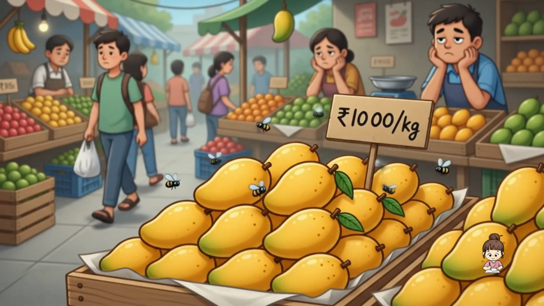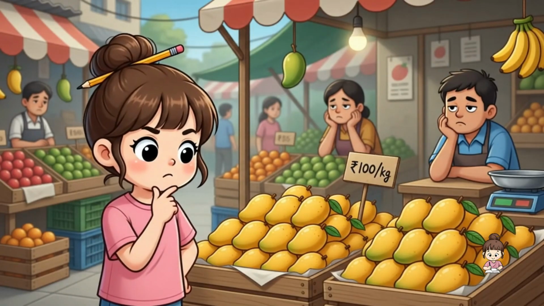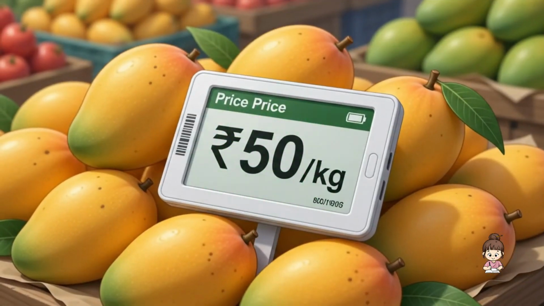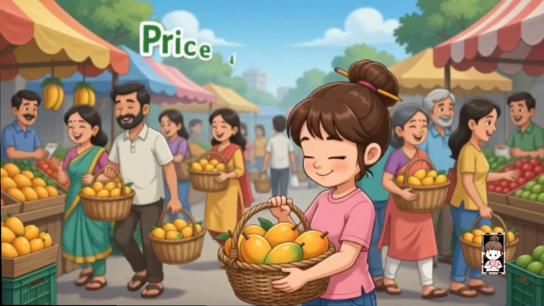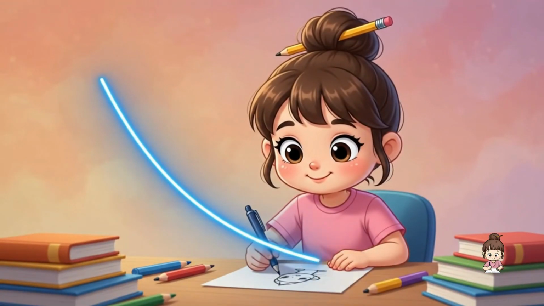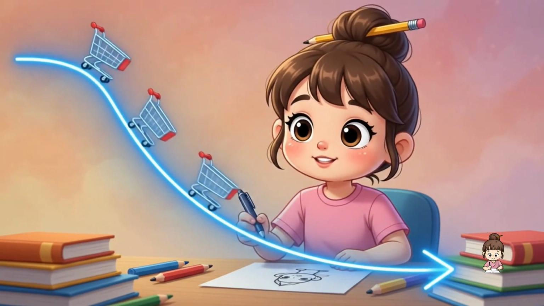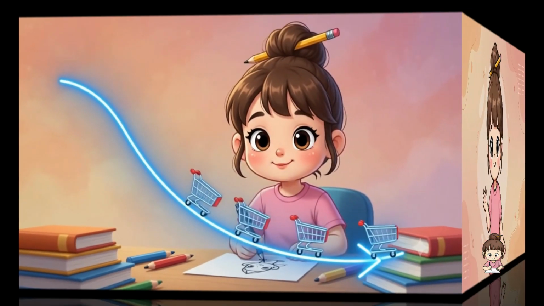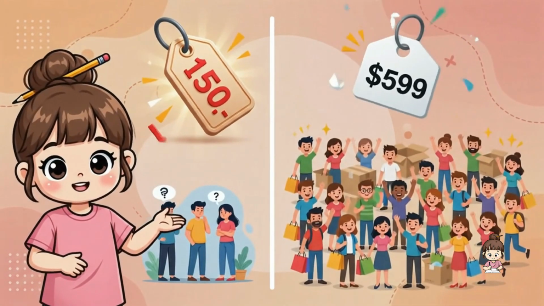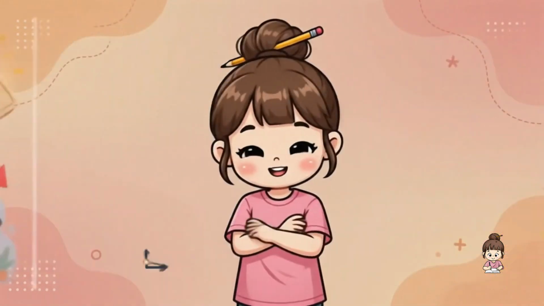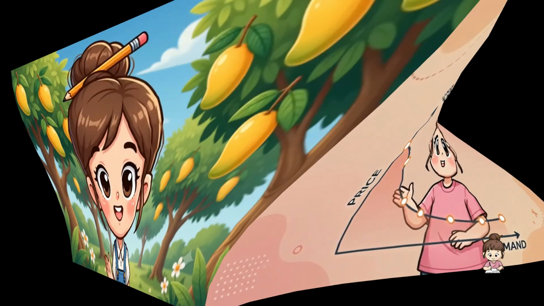Demand means how much consumers are willing and able to buy. When prices fall, more people buy. This creates the downward sloping demand curve. Higher prices reduce demand, while lower prices increase demand.